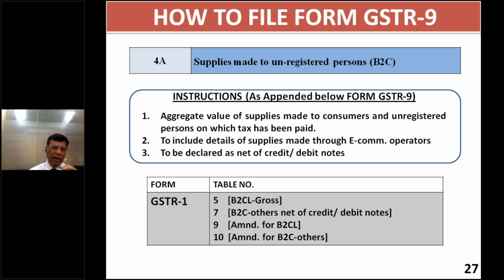Instruction number 1 says aggregate value of supply is made to consumers and unregistered persons on which tax has been paid. So I have paid taxes on 1 crore and 20 lakhs rupees, that is through form 3B, and on another 20 lakhs I have yet to pay the tax. So my view here is that we should fill figure here 1 crore 20 lakhs. Now how you will deal with the figure of another 20 lakhs which is yet to be reported and is being contained in books of account? I will answer that question a little later.